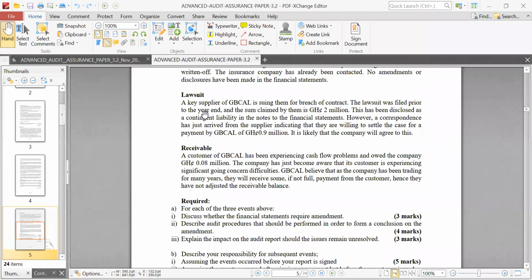Required. A, for each of the three events, discuss whether the financial statements require amendment. B, describe audit procedures that should be performed in order to form a conclusion on the amendment. And C, explain the impact on the audit report should this issue remain unresolved.